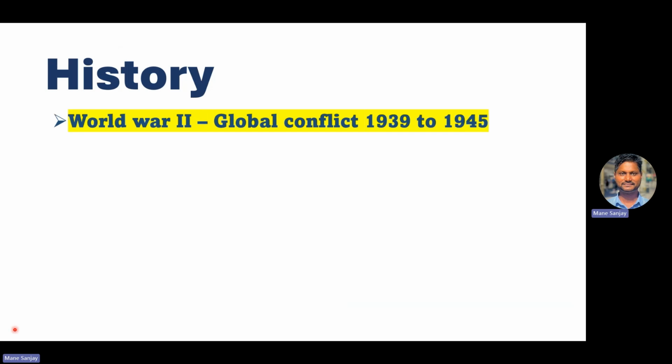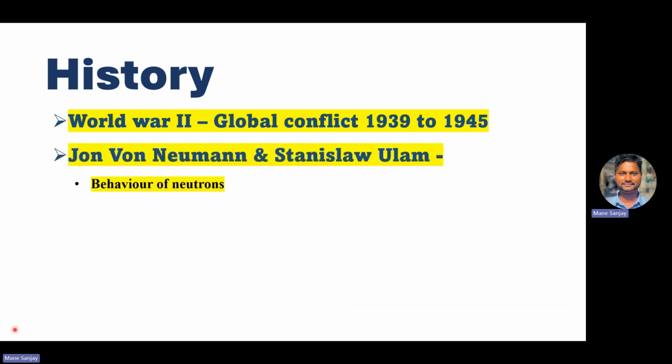It was a global conflict which lasted from 1939 to 1945. The history of computer simulation dates back to World War II, when two mathematicians, John von Neumann and Stanislav Ulam, were faced with the puzzling problem of the behavior of neutrons. So this is the simulation history, which goes back to World War II.